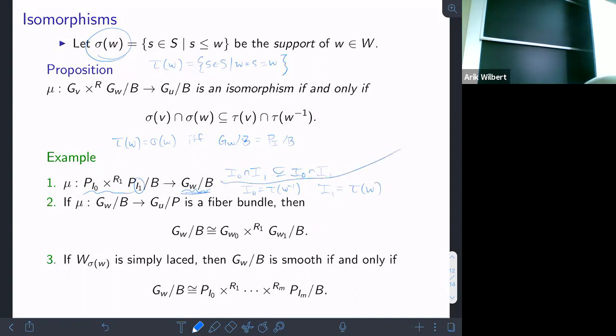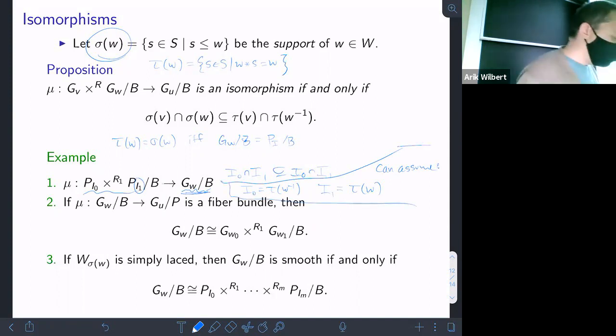So this, let me just say, can assume that. And this is a basic principle that comes up a lot. You always want to consider the largest group acting on the variety equivariantly. Taking I naught equal to this and I1 equal to this gives you the largest possible group that's acting equivariantly.